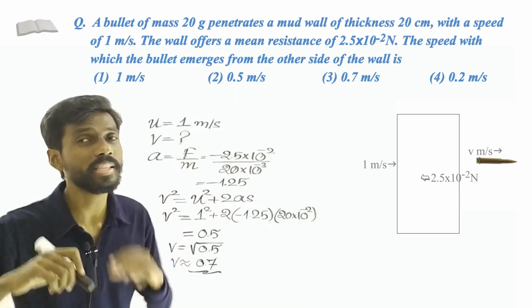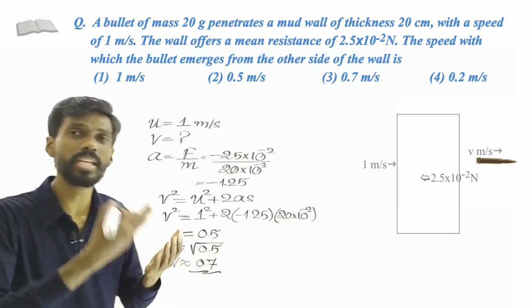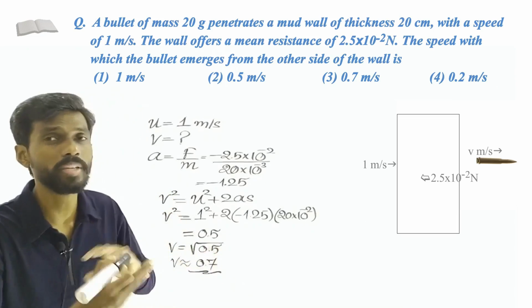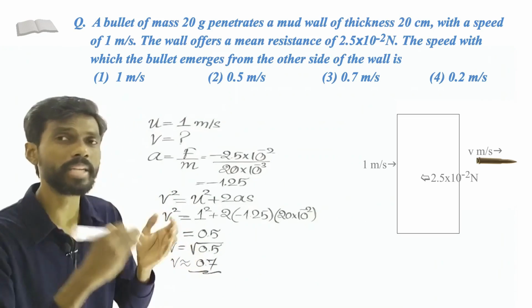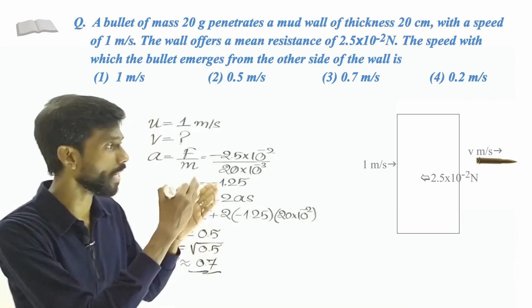Can it be done by the momentum method? That formula requires the change in momentum divided by the time duration. Change in momentum can be found because we know the initial speed and final speed. Mass times the speed will give you the momentum, so the change in momentum delta P is known. But what is the time duration? We don't know. We only have the distance here, so 20 centimeters is the distance.